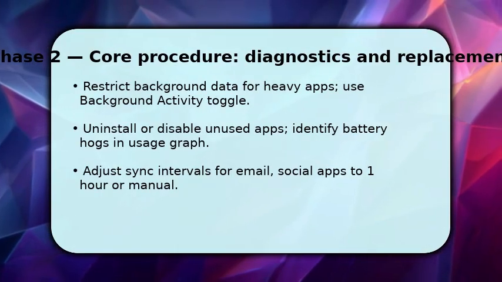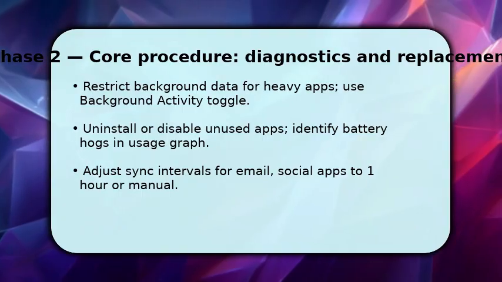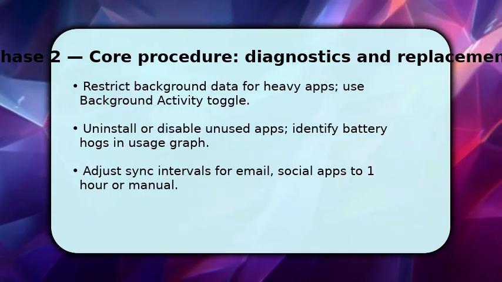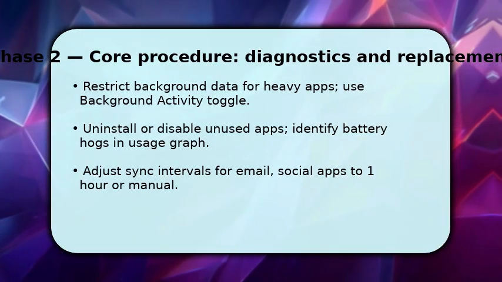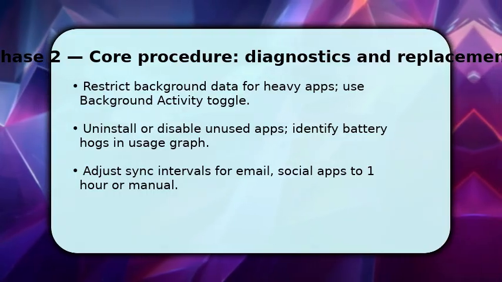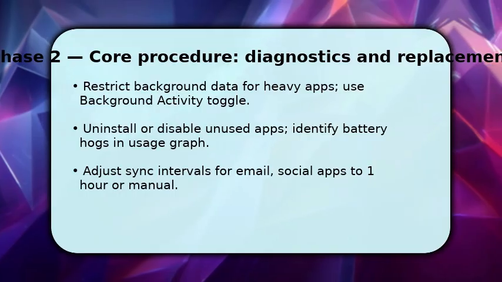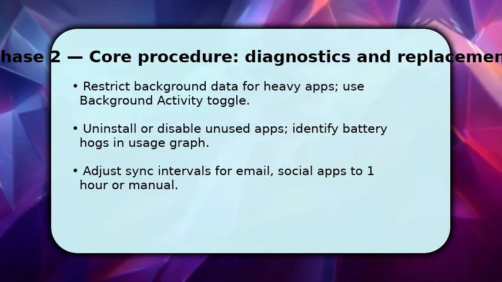Next, you tackle apps and syncing to stop stealth battery drain. In Settings, tap Apps, check the battery usage graph, restrict background data, and use the background activity toggle for any heavy app. This prevents constant wake-ups.